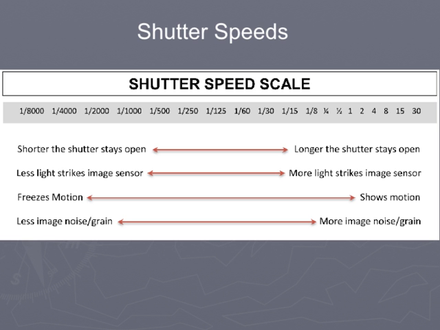The shorter the shutter stays open, we see that there's less light hitting the camera sensor. As the shutter is staying open longer, we see more light hitting the camera sensor. We also see that it changes how our images look, depending on the shutter speed that we're using as well. The shorter the shutter speed, we tend to freeze the motion or the action of the photographs, whereas longer shutter speeds tend to show more blurring or show the action in more of a different way.